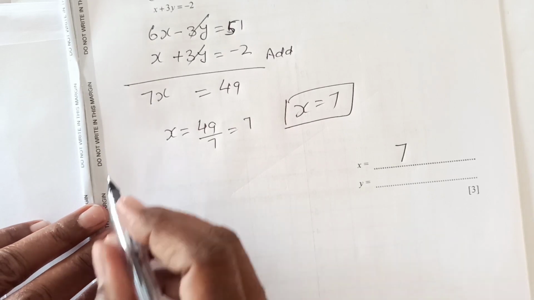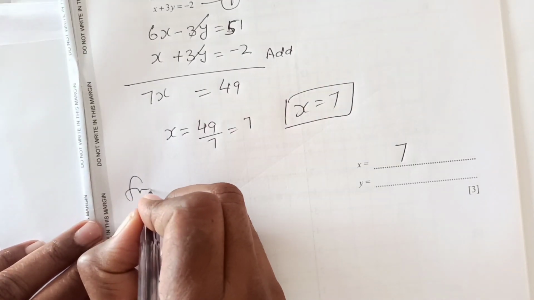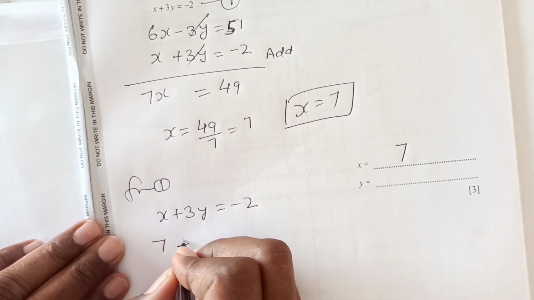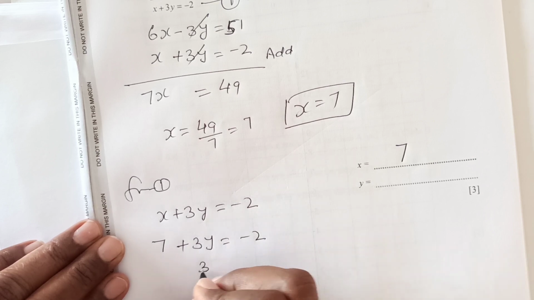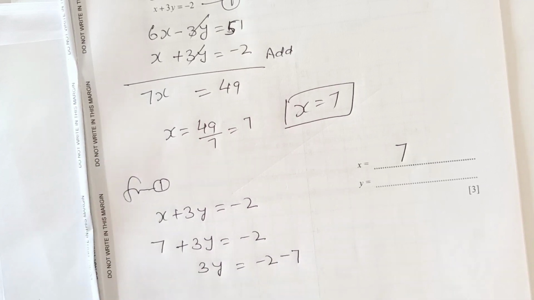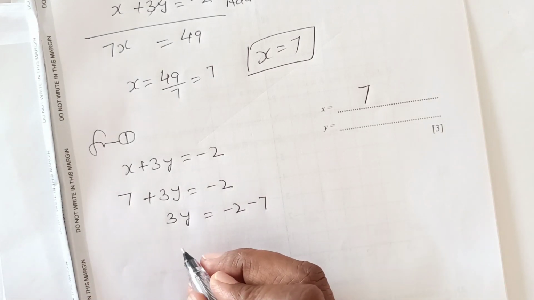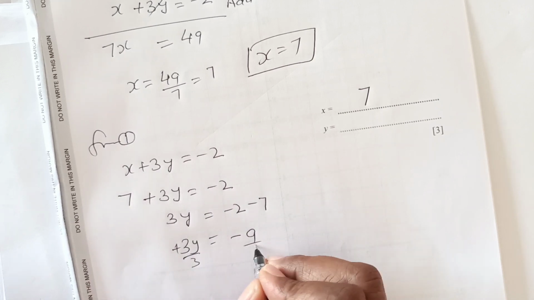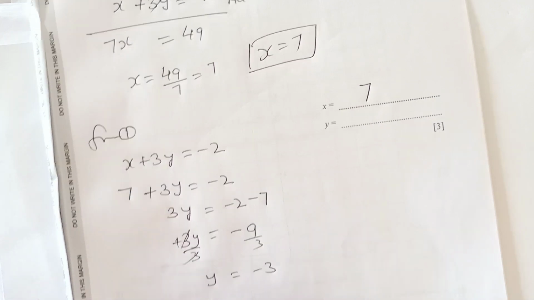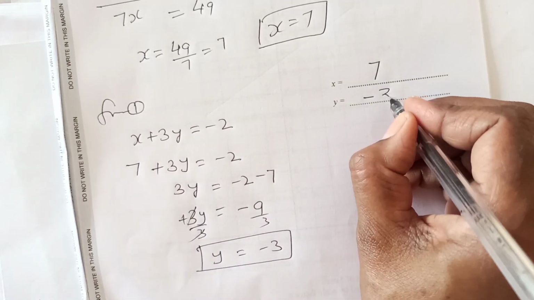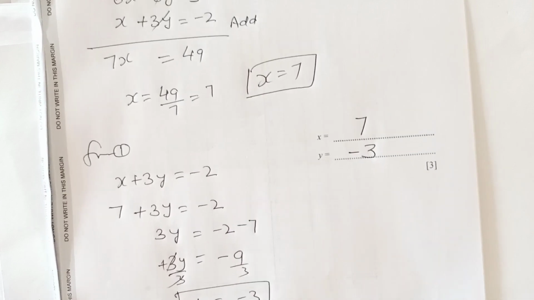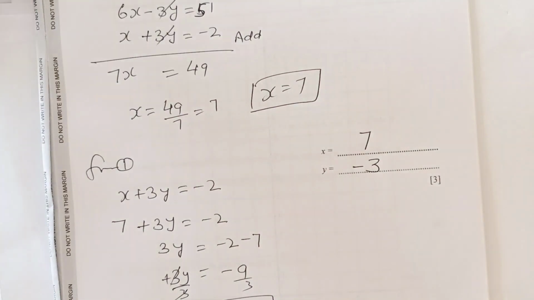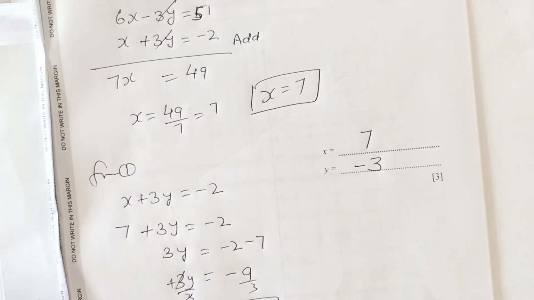So x is 7. Now we can take one of these equations, like from 1 we have x plus 3y equals minus 2. So x is 7, 7 plus 3y equals minus 2. Then 3y is minus 2 minus 7, which is negative 9. Divide by 3, divide by 3. So y is equal to negative 3. So the value of y is negative 3. Okay, so that's how we will solve the simultaneous equation, and this is a very important topic. You guys should learn it and do some more questions. So this is a 3 marks question here.